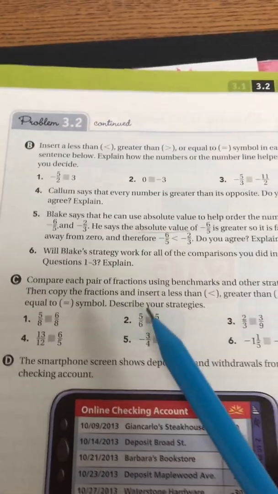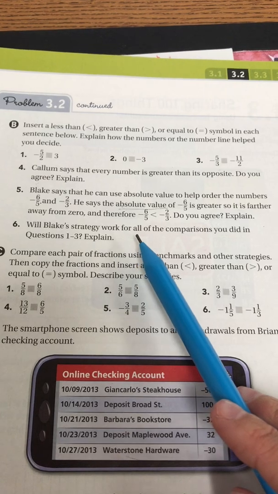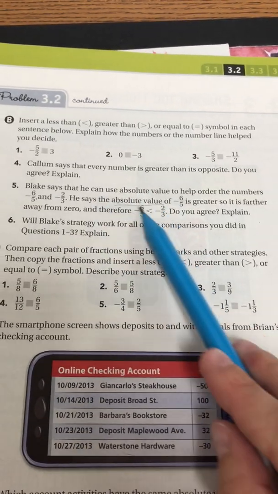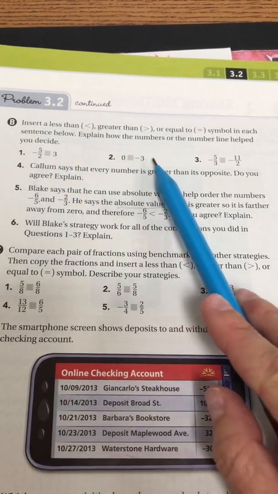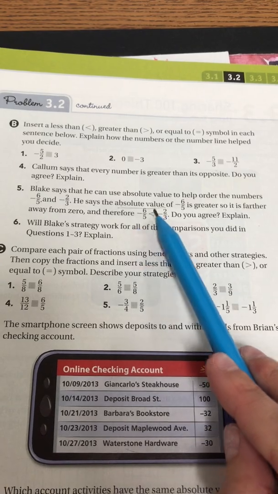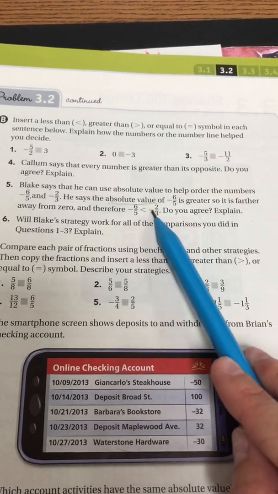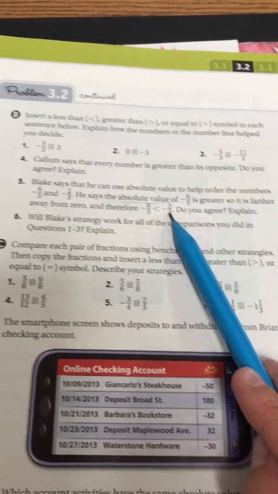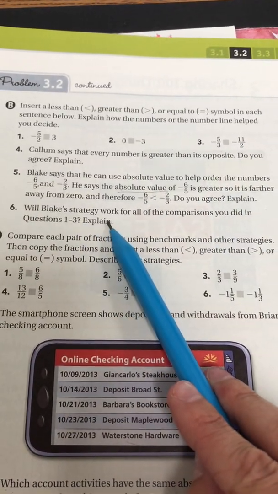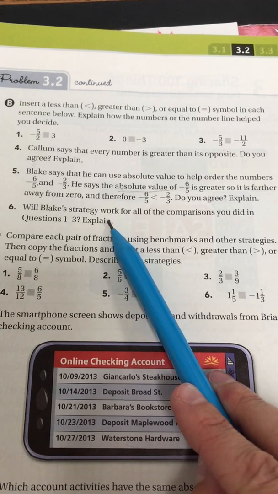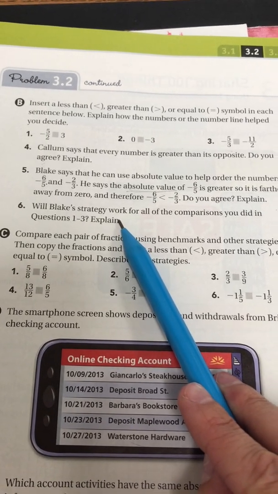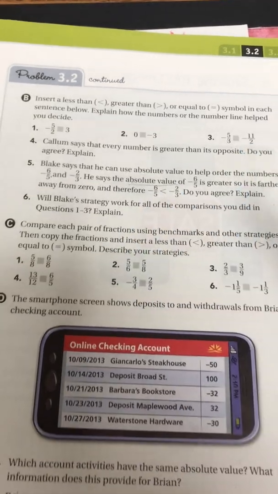Number 6, will Blake's strategy work for all of the comparisons you did in questions 1 through 3? So does this strategy he used here work for all of these comparisons we did up here? So look back at your answers and see, it worked here for the comparison he was making between negative 6/5 and negative 2/3. But does it work for every set of numbers? Okay, so I want you to show me some examples and write your explanation there. Just do the best you can on that one, and we're going to talk about that one tomorrow.